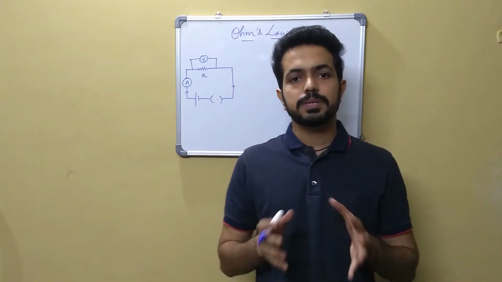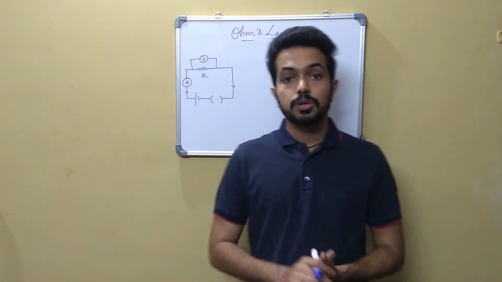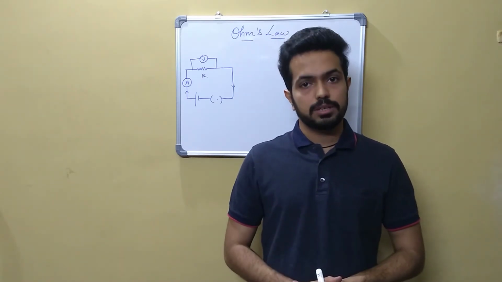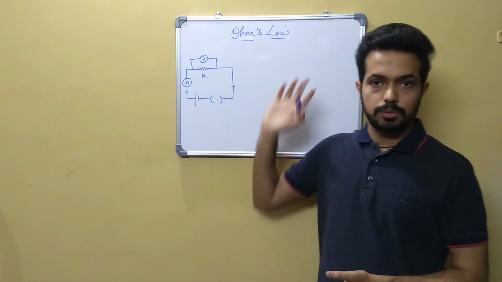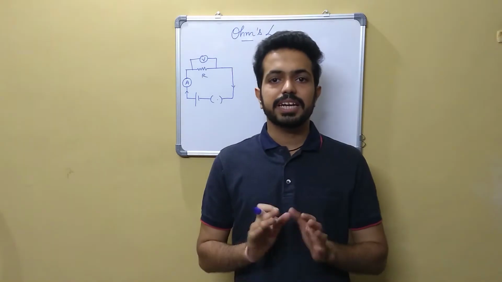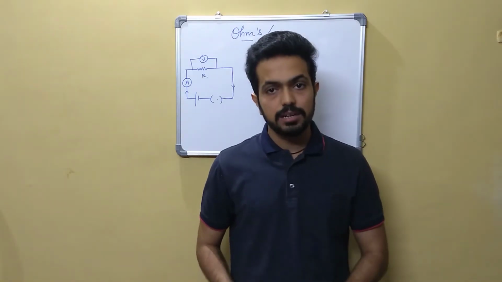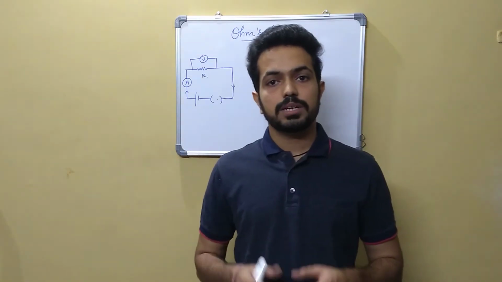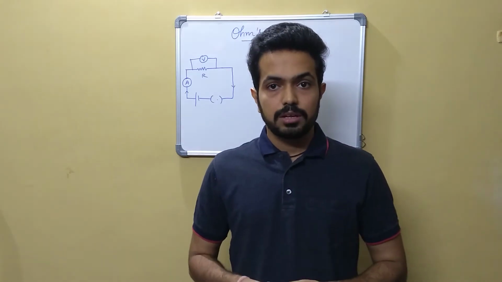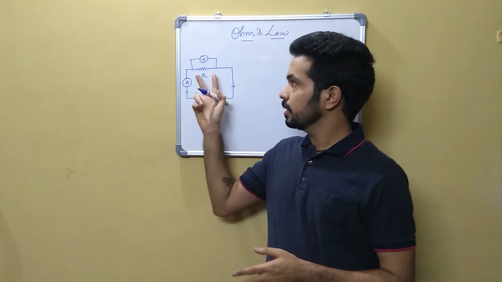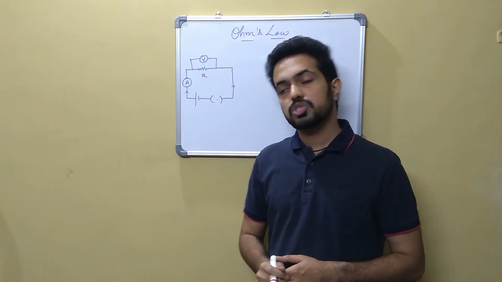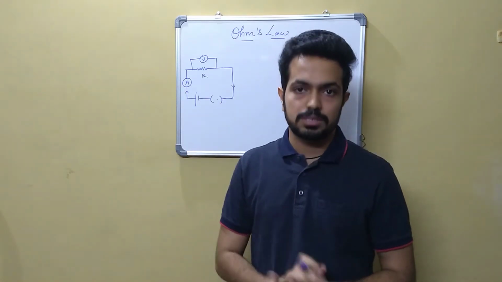Having seen a simple circuit, let's use the same circuit to understand a very important law in electronics, which is Ohm's law. Now let's see the statement. The statement is very straightforward. It says that so long as the physical state of the conductor remains same, the potential difference across the terminals is directly proportional to the current flowing through the resistor.